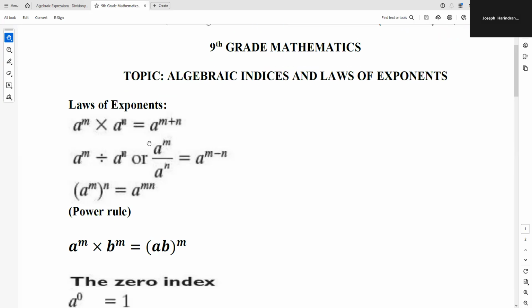Next, we have the division rule, a power m divided by a power n, or a power m by a power n as a rational number, where a is the same base, and that is equal to a power m minus n. Then we have the power rule or the exponent rule, where a power m is raised to the power n, whole raised to the power n. Just multiply the two powers, that is the two exponents, a power mn, the product. That is called the power rule.